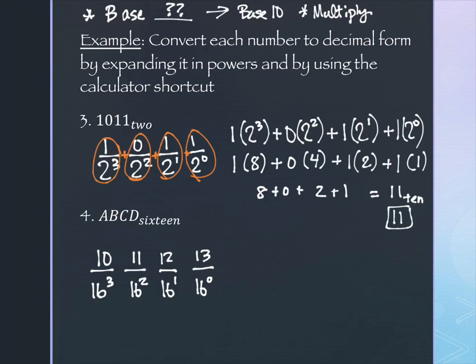And again, we're going to multiply 10 by 16 cubed, 11 by 16 squared, and so on. I'm going to write them out over here. So I have 10 times 16 cubed plus 11 times 16 squared plus 12 times 16 to the 1, and then 13 times 16 to the 0.